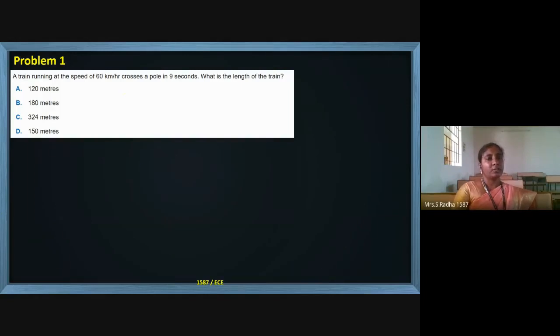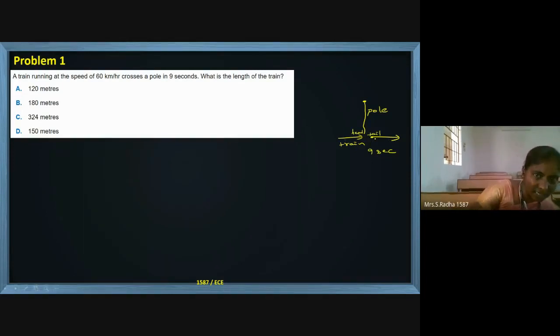A train running at a speed of 60 km per hour crosses a pole. A lamp or a pole is present, and the train is crossing it in 9 seconds. So when the head is coming to the pole and the tail of the train reaches the other side of the pole, it is taking 9 seconds. Okay, this is the head of the train and this is the tail of the train. So for completely passing the pole, it is taking 9 seconds.